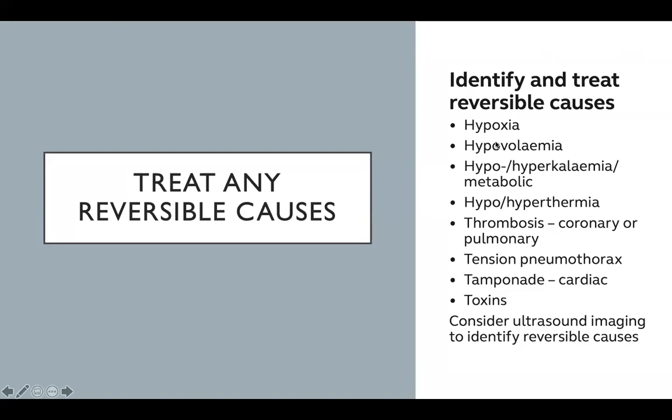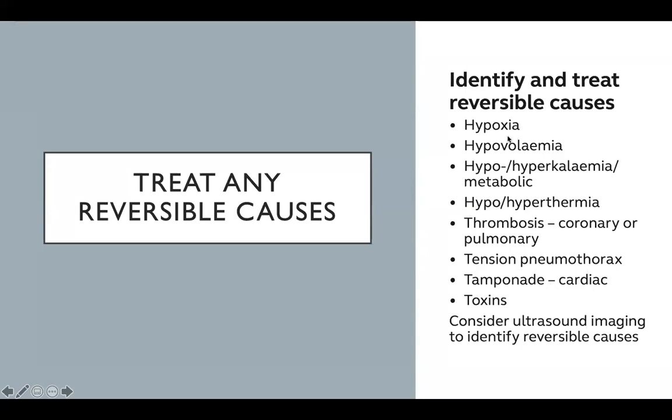So the 4H's, we've got hypoxia, hypovolemia, hypo or hyperkalemia, which is a more common cause, hyperkalemia or metabolic acidosis, hypothermia. And then in the 4T's, we've got thrombosis, which can be coronary, so a heart attack, or pulmonary, like a pulmonary embolus, tension pneumothorax, cardiac tamponade, or toxins. So these are reversible causes.